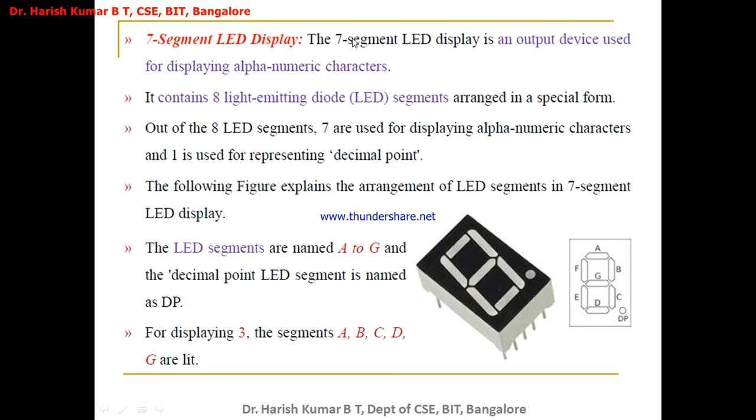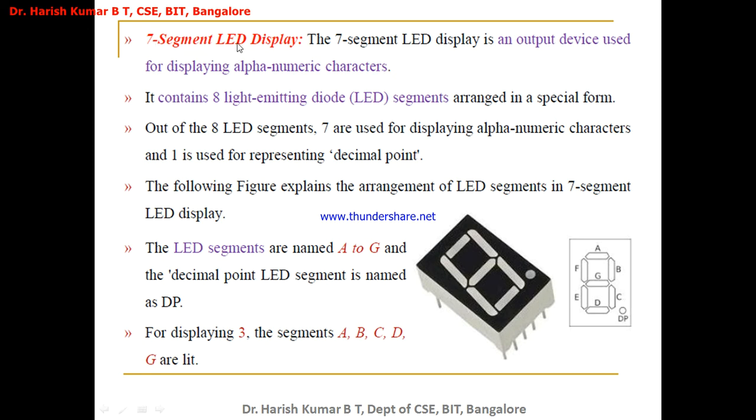So the 7-segment light emitting diode display is an output device again, and using this you can display alphanumeric characters. You already know this because you used it in the previous semester while doing the experiments of electronic circuits.